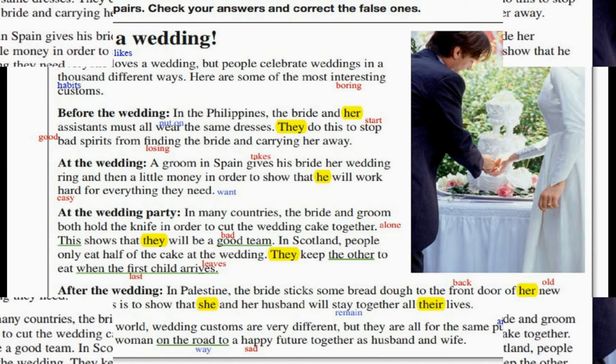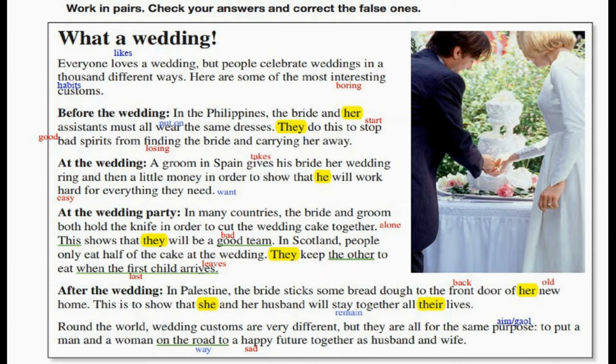Everyone loves a wedding, but people celebrate weddings in 1,000 different ways. Here are some of the most interesting customs. Before the wedding. In the Philippines, the bride and her assistants must all wear the same dresses. They do this to stop bad spirits from finding the bride and carrying her away.